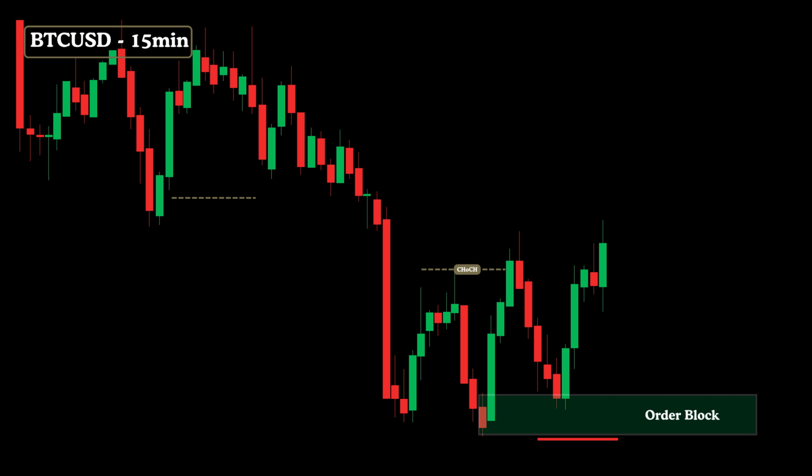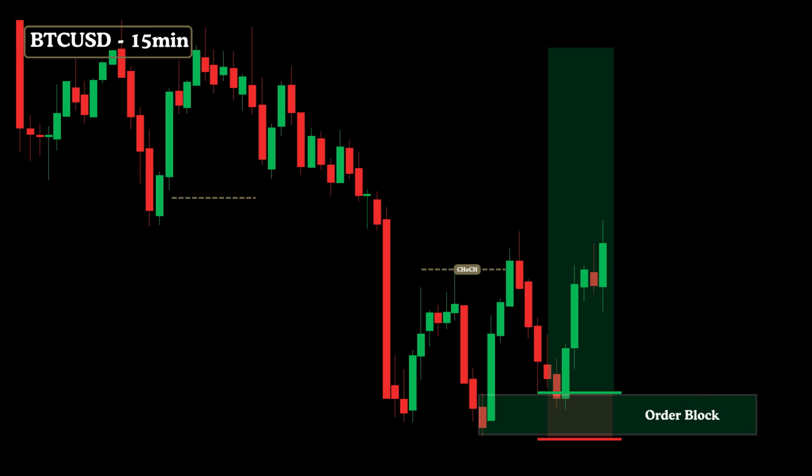Our stop loss will be placed on the entry order block, slightly below the order block area, and our first target will be at a 1 to 2 risk to reward level. We will close half the position. The second target will be either the structure or a trailing one.